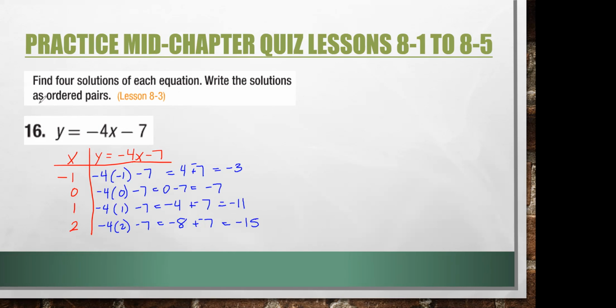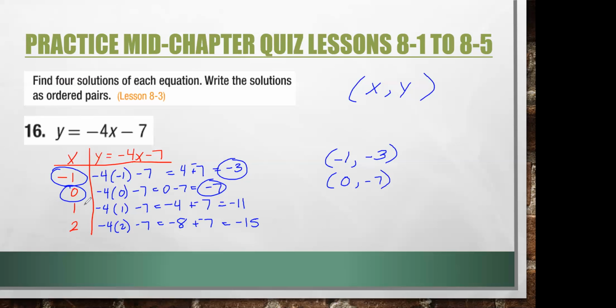And it says to write the solutions as ordered pairs. So an ordered pair, remember, has an x value and a y value, okay? So my first ordered pair is -1, -3. Here was my -1 and my y value was -3. Now I've got 0 and -7. And then I've got 1 and -11. And then I've got 2 and -15. And those are my ordered pairs, okay? So remember to use the values -1, 0, 1, and 2 as your 4 values, okay?